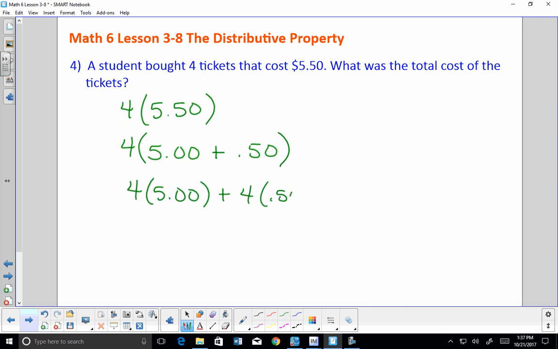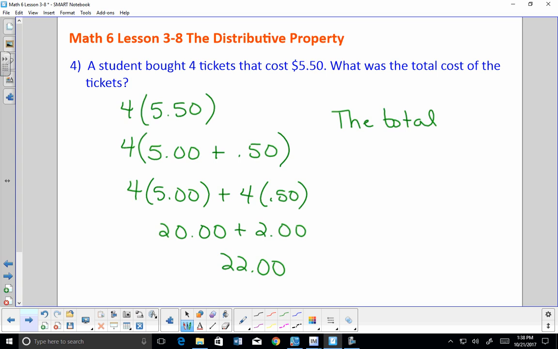4 times $5 is $20. 4 times 50 cents is $2. So I look at this and go 20 plus 2 is $22. So a student bought 4 tickets that cost $5.50 each. Okay. I'm looking at this going, oh, the total cost of tickets is $22. Now there's more than the way I just showed of figuring this out. This is just one of the ways, and we're just practicing this way at this time. Don't forget to put your dollar signs.